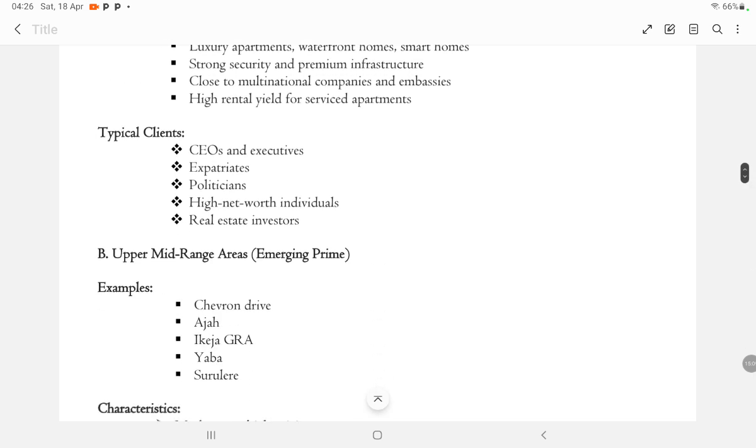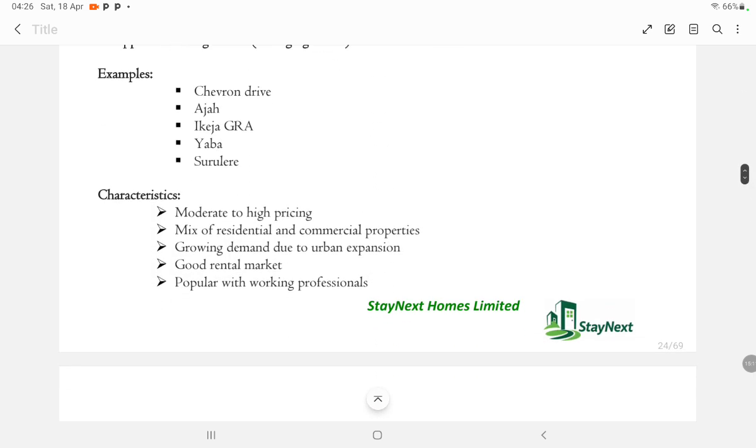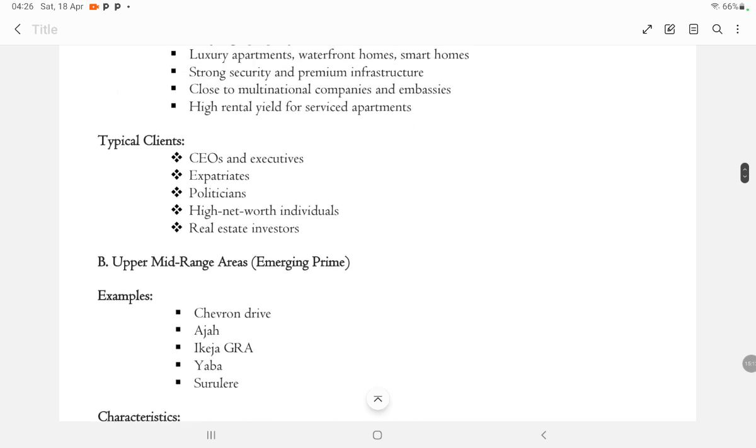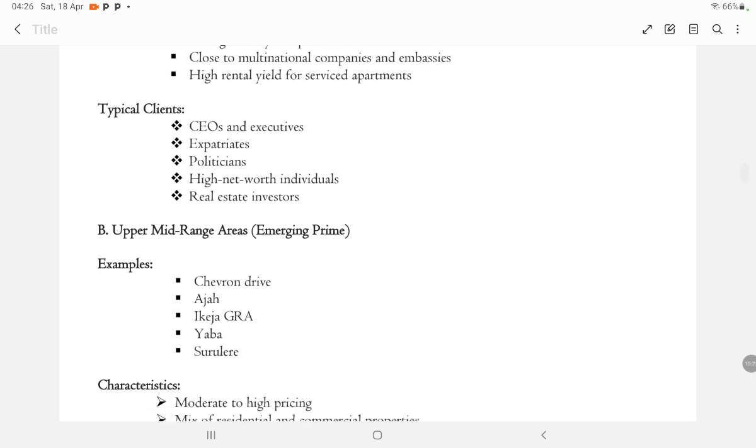Lekki Phase One, these are very expensive environments. And who do you meet? Someone who wants to buy property, someone who sells property in Ikoyi. You can't be meeting a gatekeeper, or a person who is still struggling. You need to know the people to meet to buy that property.